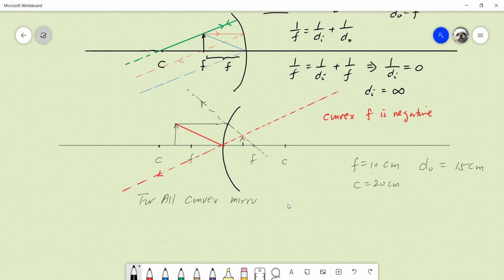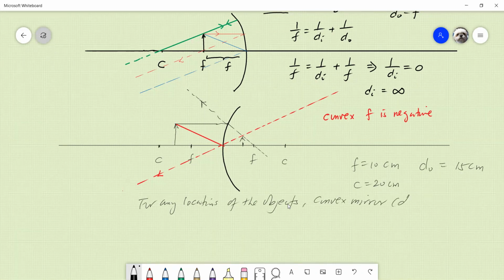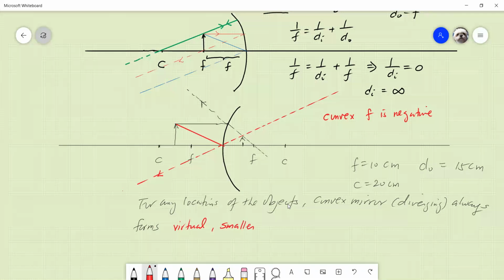Exactly. So therefore, now I can tell you that for all convex mirrors, no matter where you put your object, for any location of the object, a convex mirror or divergent mirror always forms a virtual, smaller, and upright image. You got it?